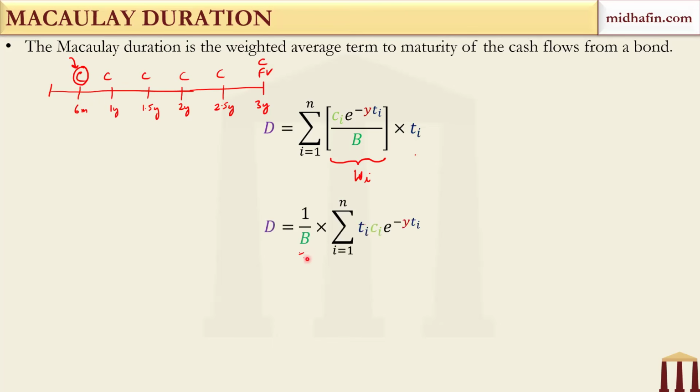Or else you can use this formula also. Sometimes this is preferred because the value of B is divided only once. You don't need to divide by the individual present value all the time, because B is a constant, right? Once you find out the value of B, it can also come out of the bracket. But again, the choice is yours.